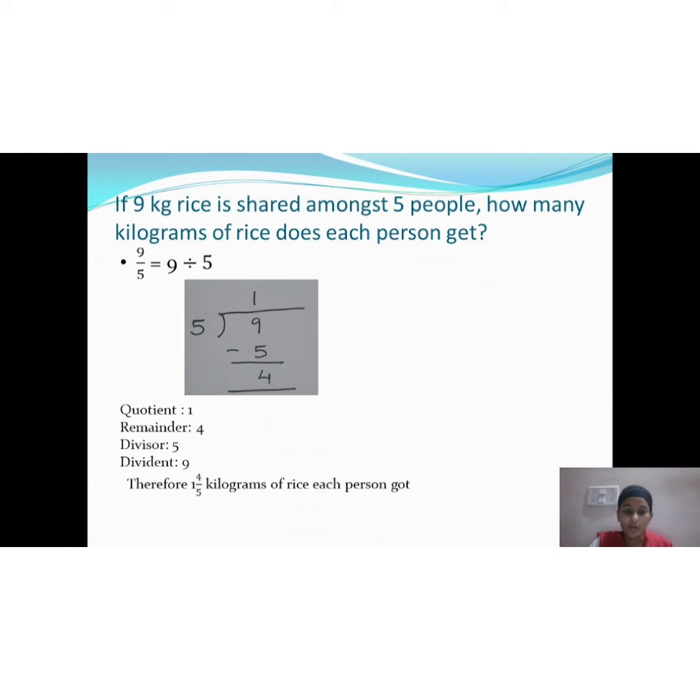Now you have to pay attention while solving the sum. Your sum should be neat and clean. The labeling should be proper, the question should be written properly, the remainder should be written properly, and the division should be done in a neat and clean way.